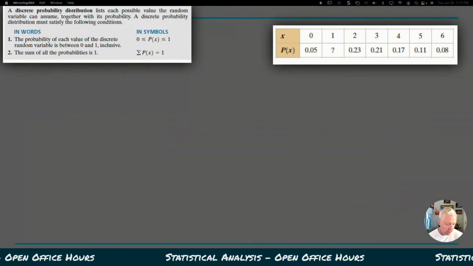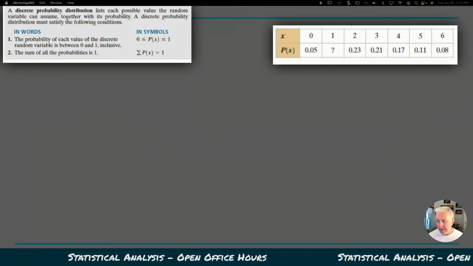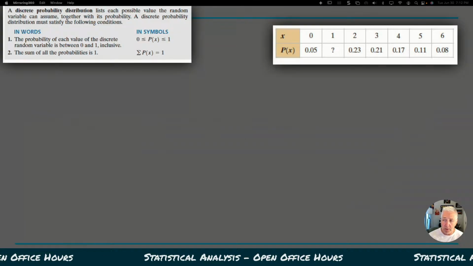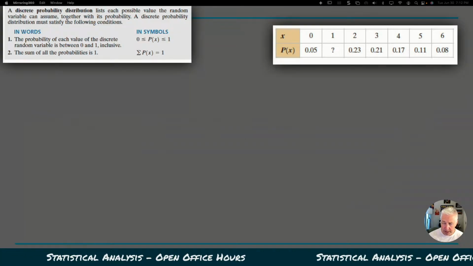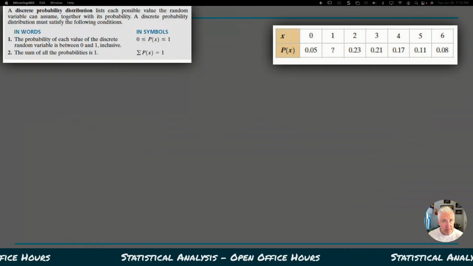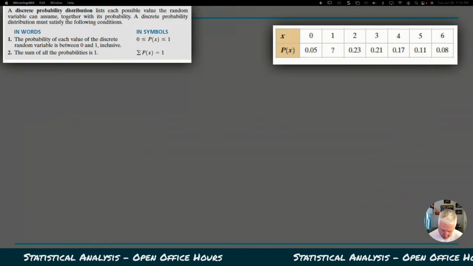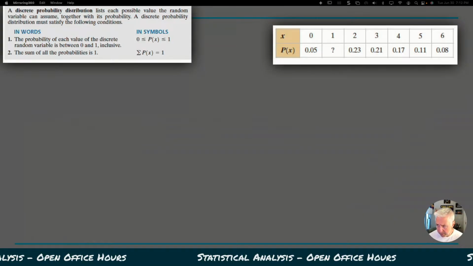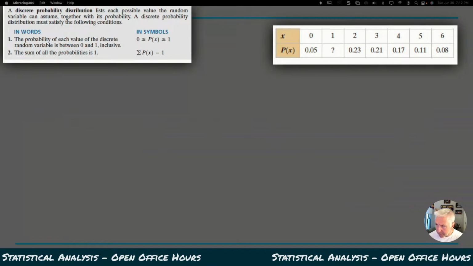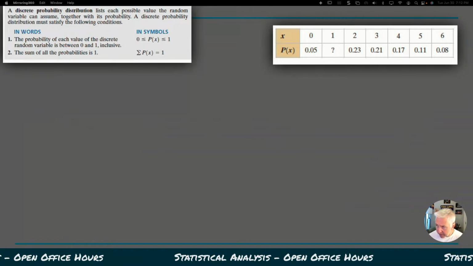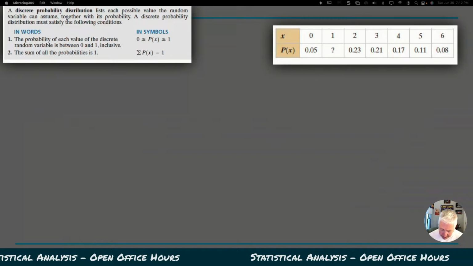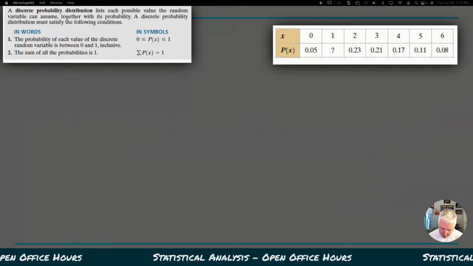Okay. So now we're looking at another one. We have a missing probability. Whoa, what will we do? Same as before. So I'm going to add up all of these probabilities and subtract from 1. Since the sum of all these needs to be 1, that's going to give me my missing probability. So I've got 0.05 plus 0.23 plus 0.21 plus 0.17 plus 0.11 plus 0.08, and I get that. Subtract from 1, I get 0.18.